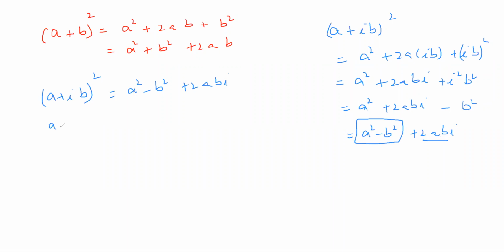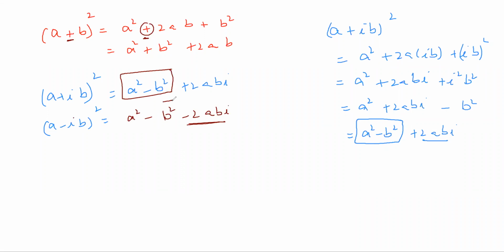Guess what would be a minus iota b whole square? Without any expansion, can you tell me what is a minus iota b whole square? A square minus b square minus 2ab iota. Because, beta, this is the 2ab term. If you have a plus here, there is a plus over here. If it is minus here, this is going to be minus. Okay. So this real part is going to be the same because of this a square minus b square thing. But this part where you have 2ab will have a different sign over here.